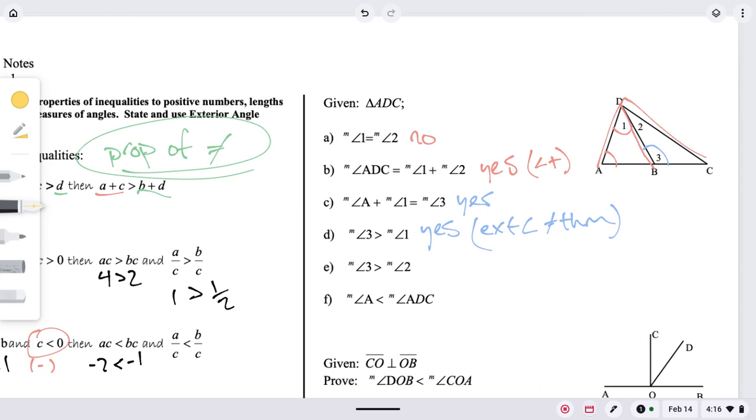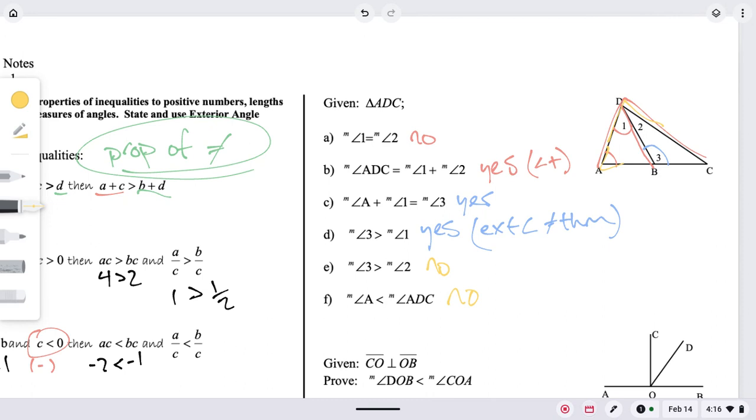Now visually it does look like 3 is bigger than 2, but there's nothing in my figure that actually tells me that it has to be bigger than 2. So again, I'm going to say no here, but that doesn't mean that it's not bigger than 2. It just means that I can't prove it yet. I don't have enough information to prove it. And then F is A bigger than ADC. Well, again, I don't really know. It could be, but that doesn't mean it has to be.